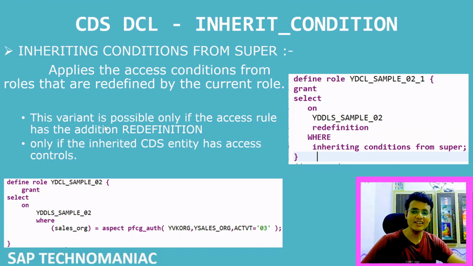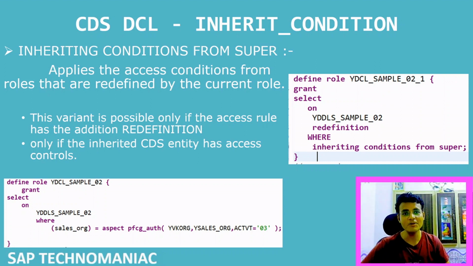Another thing: this variant is possible only in access rules where we are doing redefinition. Only for those rules can we use this addition, inherit condition from super. Second, for this CDS entity there should be some other DCL or some other defined role available; only then can we use this addition. I don't think it will be very useful in real time, but for explanation purposes, this is the last one, so I have explained it.